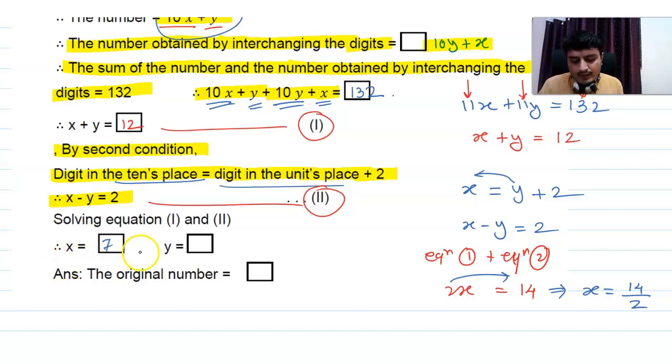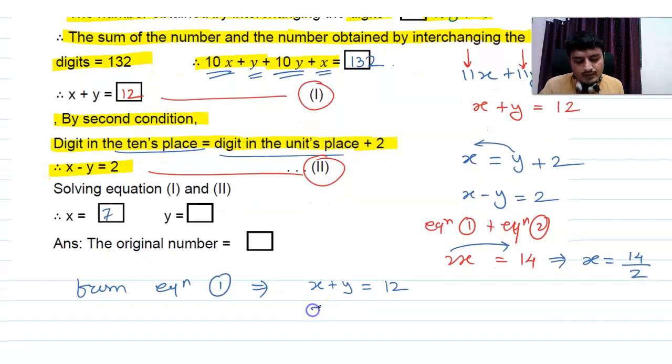Now once the value of x is 7, we can get the value of y from equation 1 or equation 2, after replacing x by 7. So we are considering equation number 1, of the form x plus y equals to 12. Now with x as 7, 7 plus y equals to 12. To find the value of variable y, shift 7 from LHS to RHS. Plus 7 becomes minus 7. So the value of y becomes 12 minus 7 is 5. So the value of y is 5.